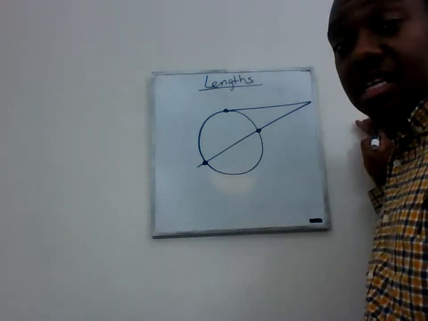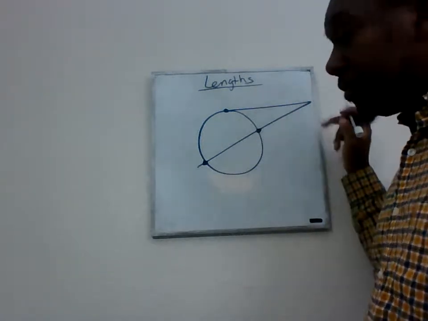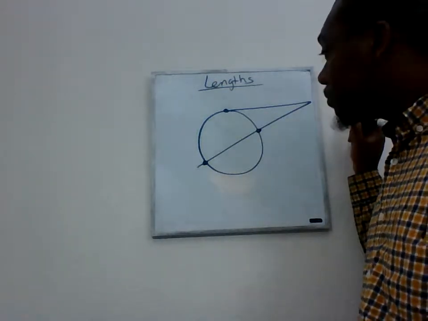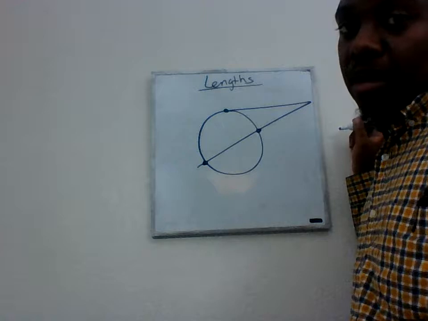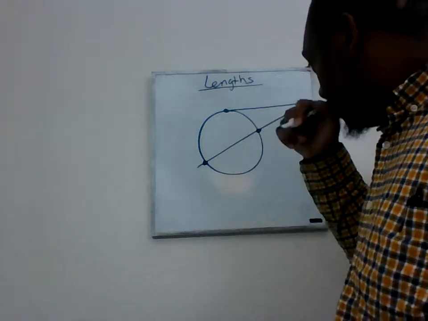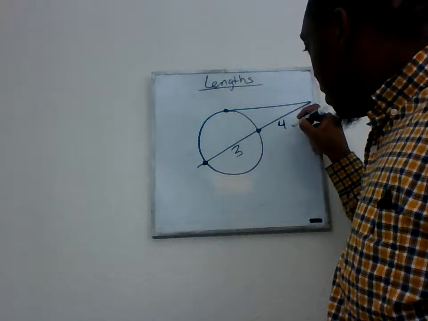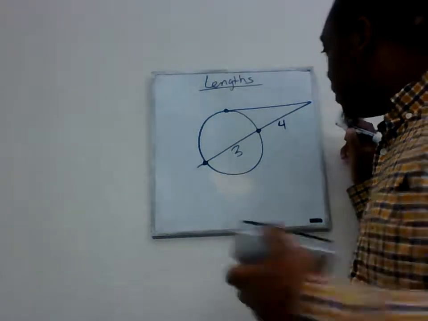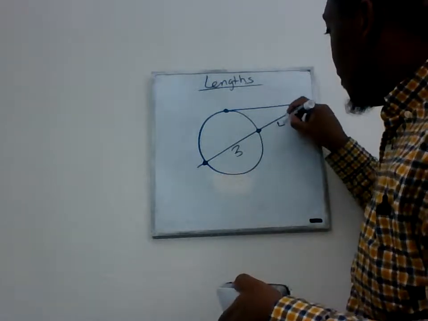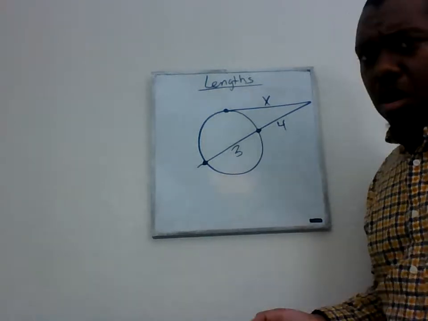You have a tangent line and a secant line. The secant line goes through the circle, while the tangent line outside the circle intersects only once; the secant intersects twice. Well, how does this work? Let's say we know this is 3, and this is 4. I want to find out the length of this tangent line. How am I going to do that?